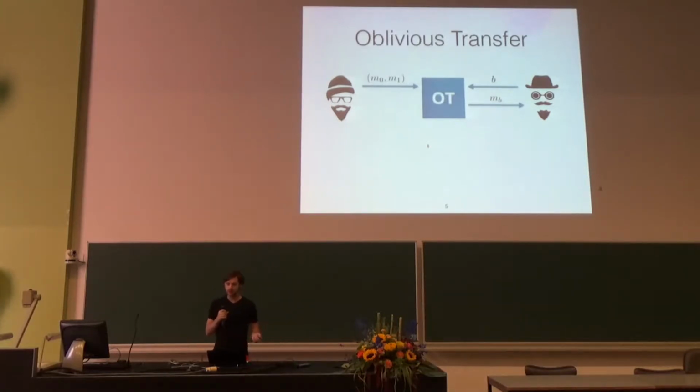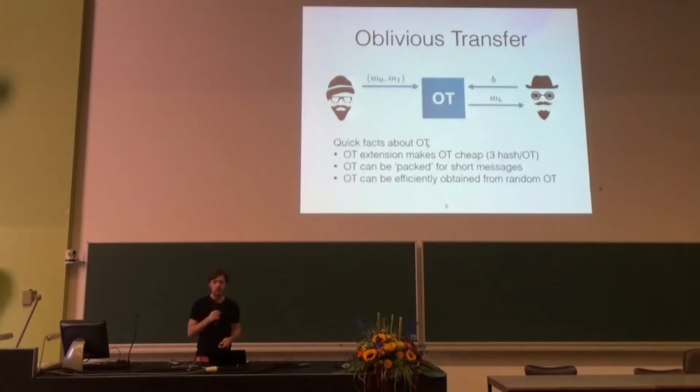So, quick facts about Oblivious Transfer. It's known that Oblivious Transfers can be made very efficient if you want to amortize their cost over many instantiations. This is known as OT extension. While Oblivious Transfers require public key cryptography, which is quite heavy in comparison to symmetric key cryptography, after some constant number of base Oblivious Transfers, you can compute an arbitrary polynomial number of OTs using only cheap symmetric operations, such as evaluating some hash functions.